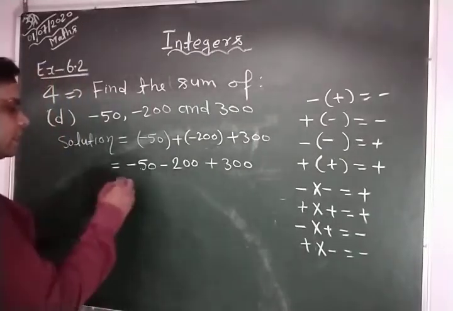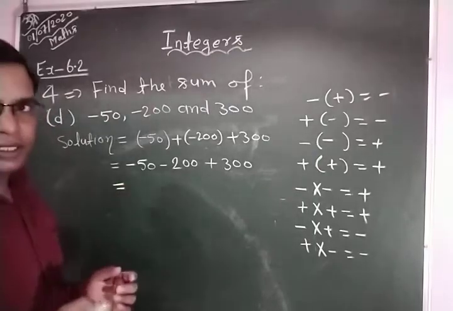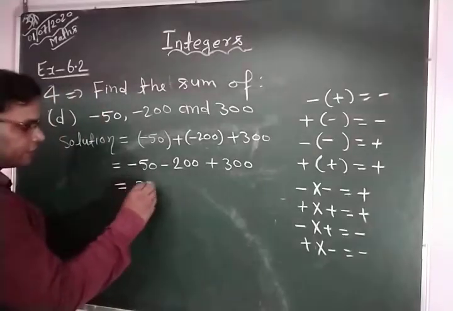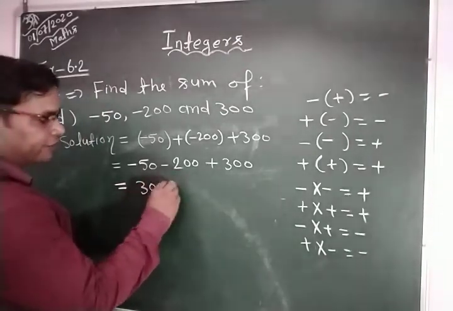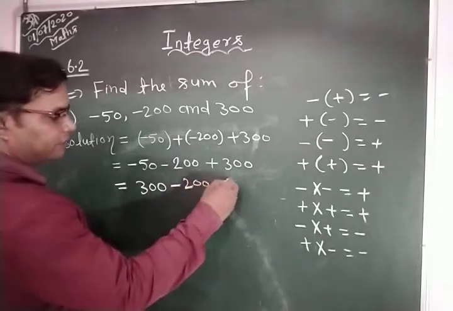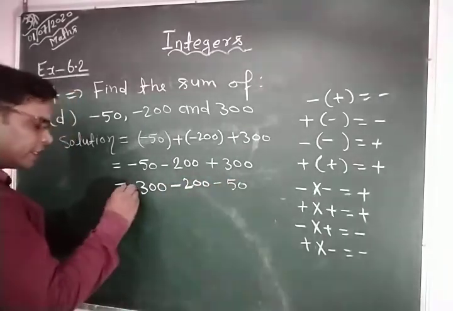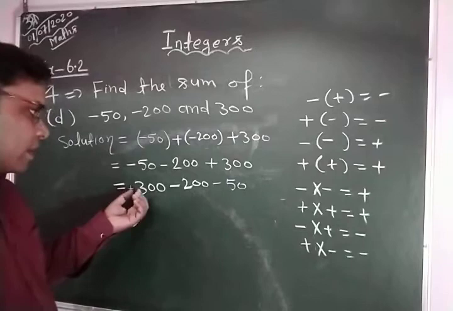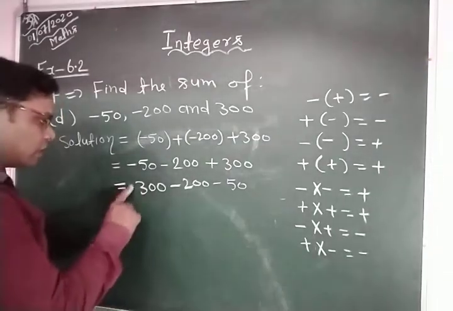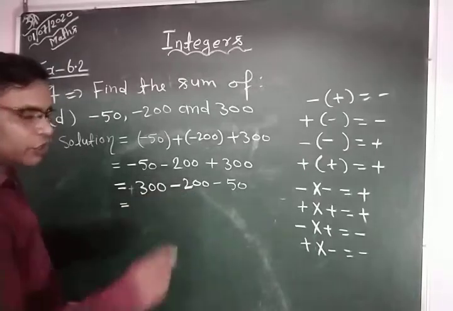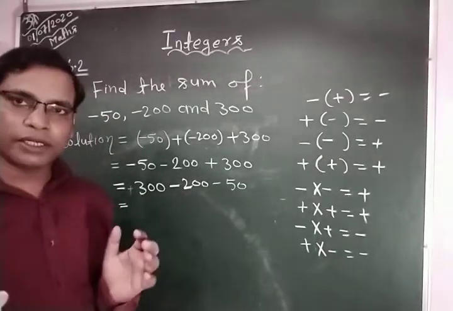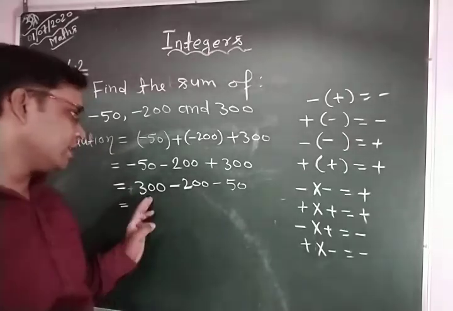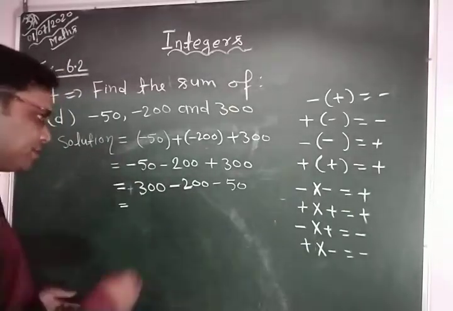So you can just arrange it. 300 is the greater number, so we write 300 first. After this minus 200, after this minus 50. Here you can write plus 300 or only 300, no problem, because this is the first number here. So you tell me, 300 minus 200, what do we find? This is equal to 100. Clear? 300 minus 200 is equal to 100.